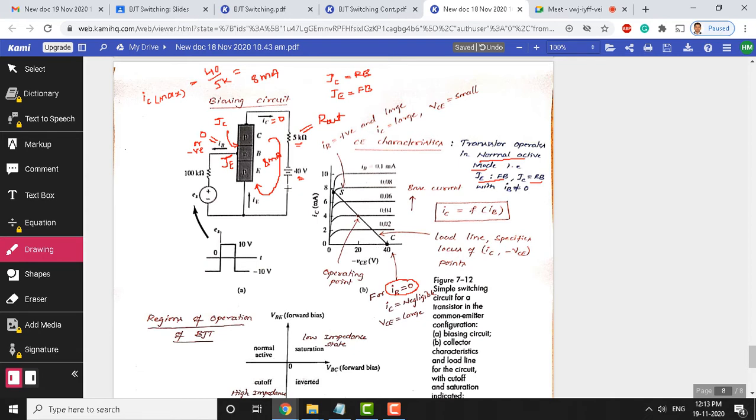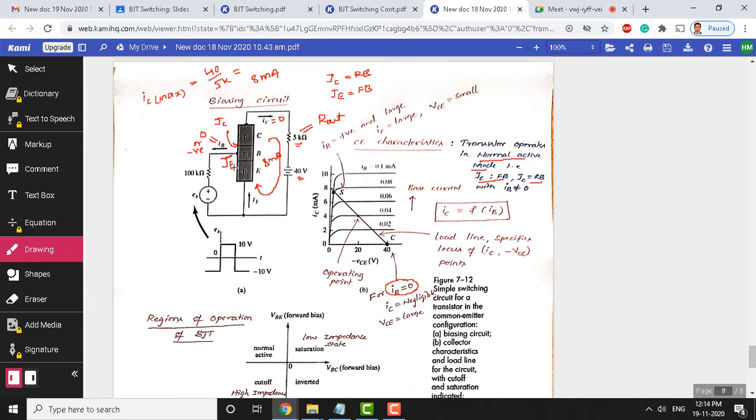This entire 40 volts appears between collector and emitter. There is a large reverse voltage. Even though we have taken 40 volts along this collector-base junction, this entire 40 volts appears across it. This is the scenario you have seen when the BJT is operated in the cutoff mode. This is called cutoff mode. Cutoff mode means this complete transistor.